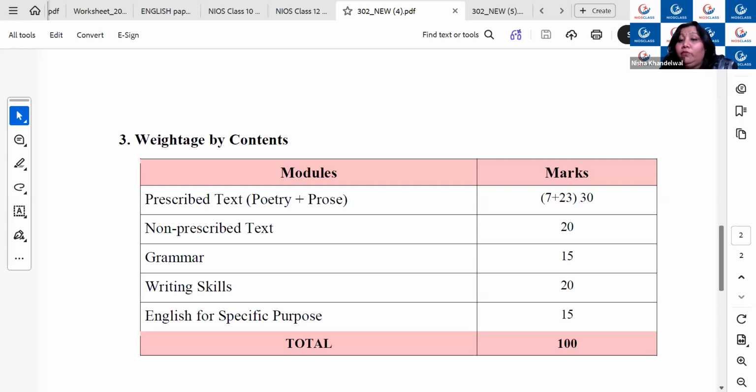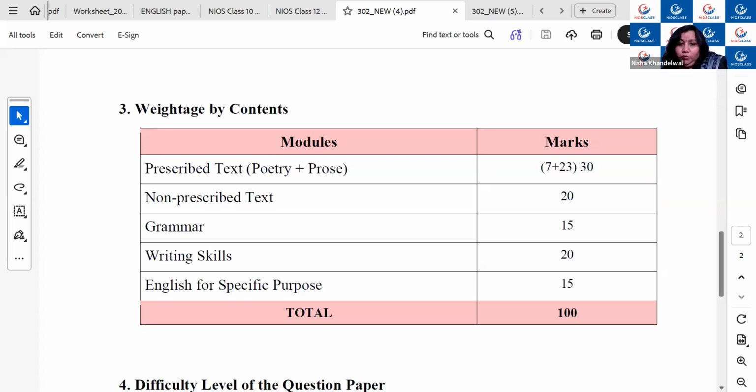Writing skill would be of 20 marks. And the last, the modules we are talking about, like application and job interview, how to apply for a job and how to present yourself for a job interview. That is also a chapter over there, 26A, 27A. That is for specific purpose. From there, they will give a 15 marks question.